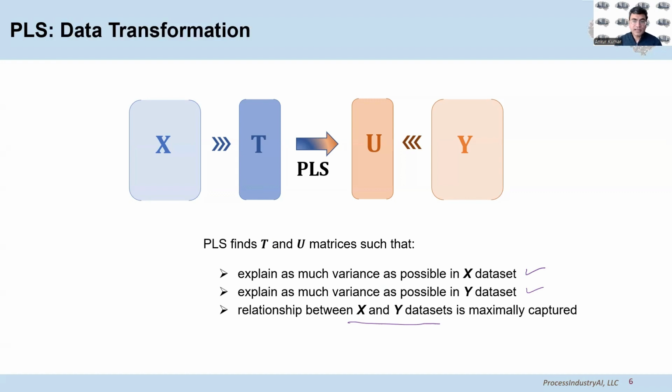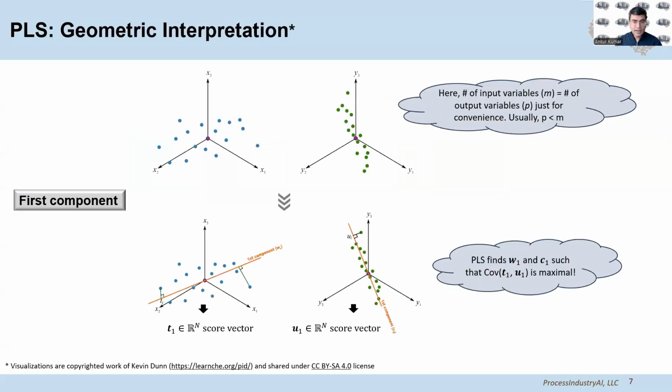Let us look at the workings of PLS from another prism. Here we consider this 3D X dataset and the 3-dimensional Y dataset. Here note that for each dot in the X space there is a corresponding dot in the Y space. So basically both these dots represent one observation sample containing the X variables and the Y variables.